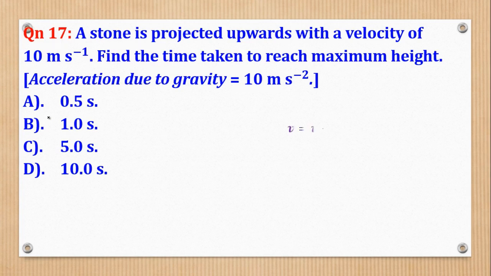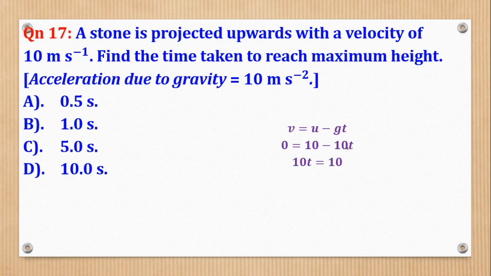So here we shall look for the first equation of motion, V is equal to U minus GT. Then substitute for V, which is 0 because of the word maximum height. U, which is 10, it was given here. G, which is 10, it is a constant, and T is the unknown. Now, our aim is to make T the subject.